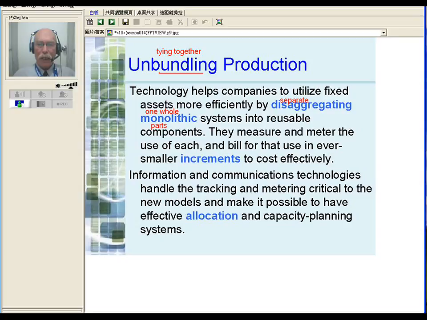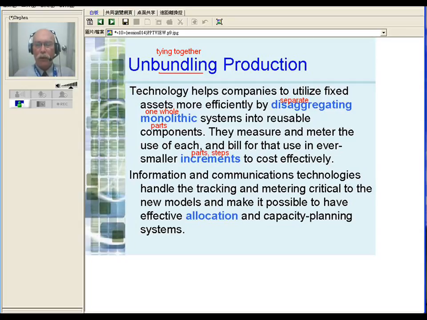So they measure and meter the use of each and bill for that use in ever smaller increments to cost effectively. So they get to more effective costing procedures by billing for these parts or increments, another word that means parts, or, okay, yeah, parts or steps in a process. Okay, and we get a better way to estimate or get our costs in there, right?